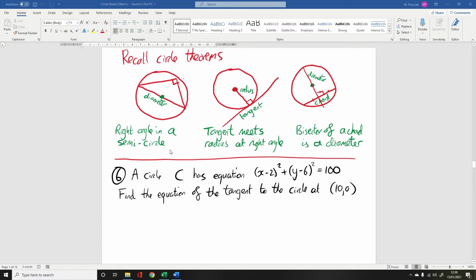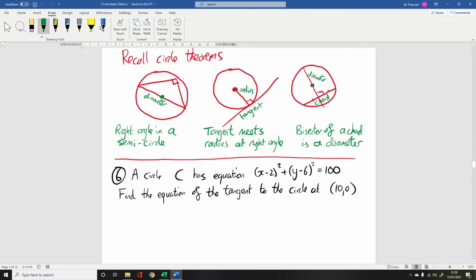We've got a question here. A circle C has equation (x minus 2) squared plus (y plus 2) squared, etc. So we're going to find the equation of the tangent to the circle at (10, 0).